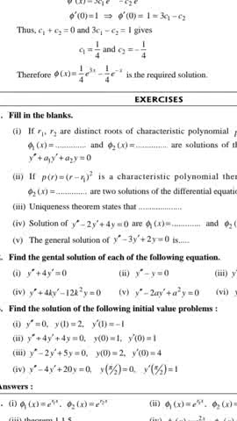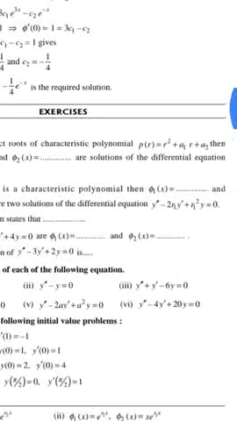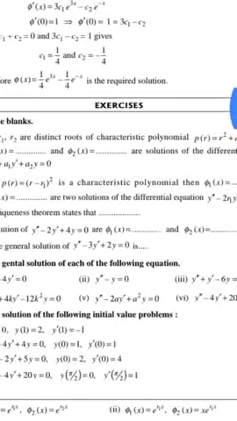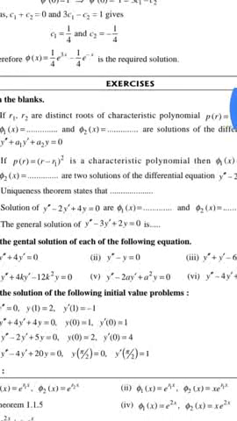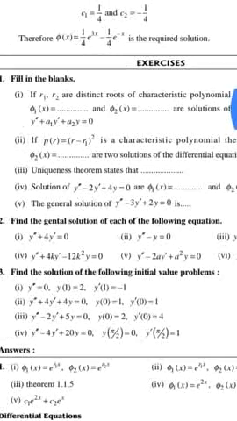If p of r is equal to r minus r1 square is a characteristic polynomial, then phi 1 of x is equal to e raised to r1x and phi 2 of x is equal to x into e raised to r1x are two solutions of the differential equation y double dash minus 2 r1 y dash plus r1 square y is equal to 0.